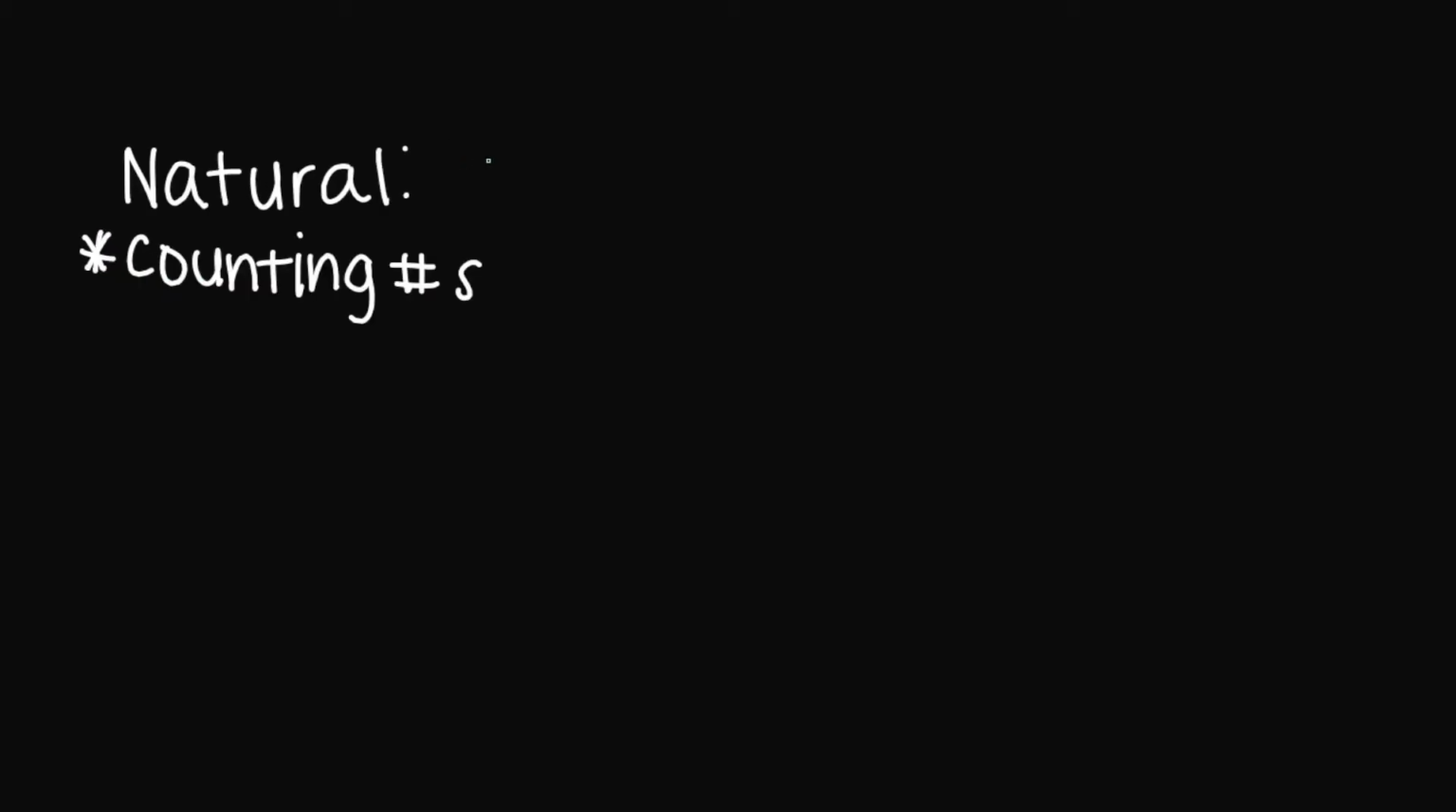Today we'll be talking about types of numbers and classifying numbers. First, we have natural numbers. Now, natural numbers are also known as counting numbers. So we're going to write a note here and we're going to say counting numbers. Natural numbers start with the number 1, it goes down to 2, 3, 4, 5, and it goes all the way down.